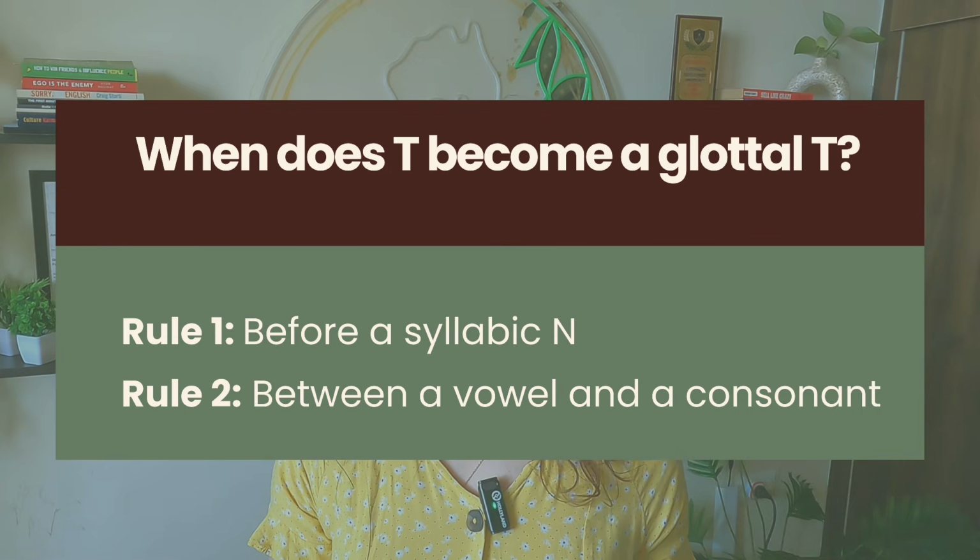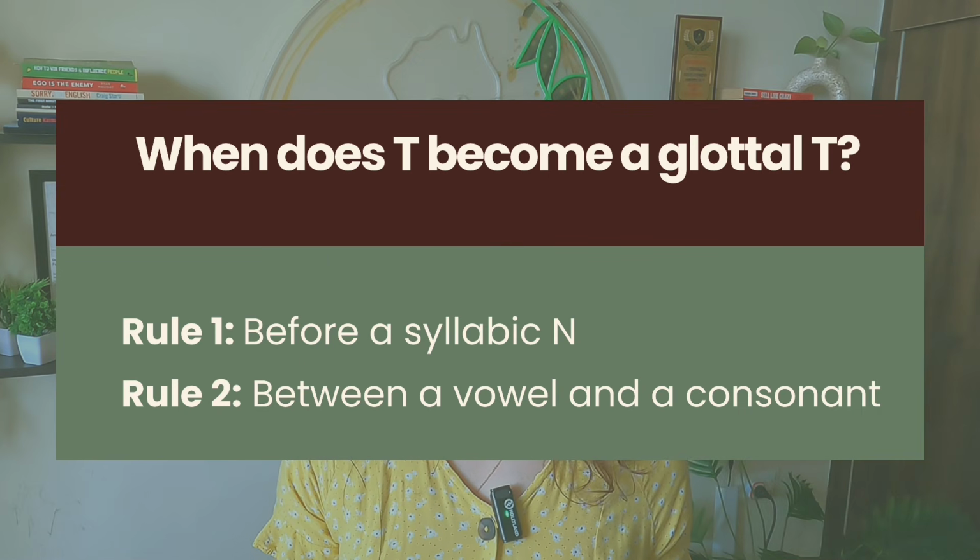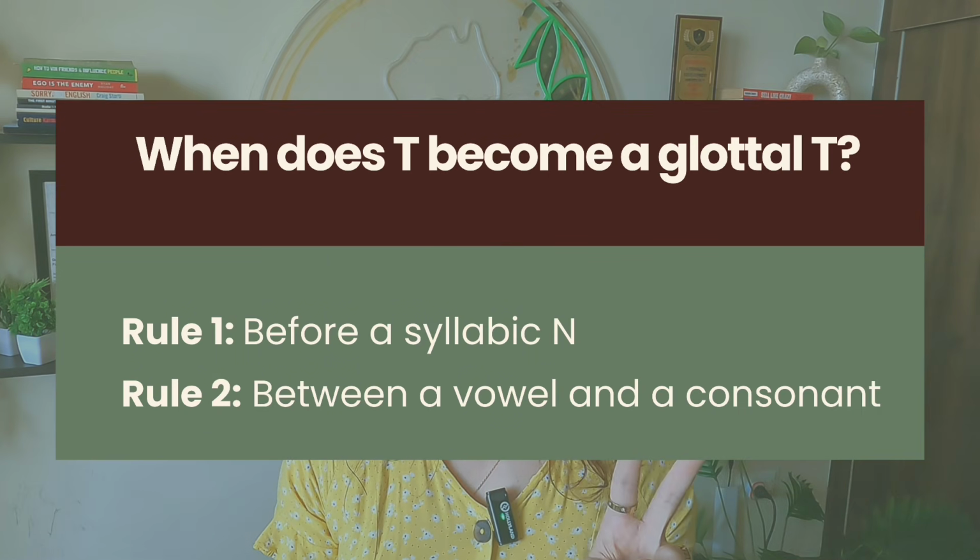So let's look at when a regular t becomes a glottal t in Australian English. There are 2 main rules. Rule number 1, before a syllabic n. This is the most common one and the one you'll hear constantly. A syllabic n is when the n sound forms its own syllable, usually at the end of a word. So instead of a full vowel sound before the n, it just carries a syllable on its own.